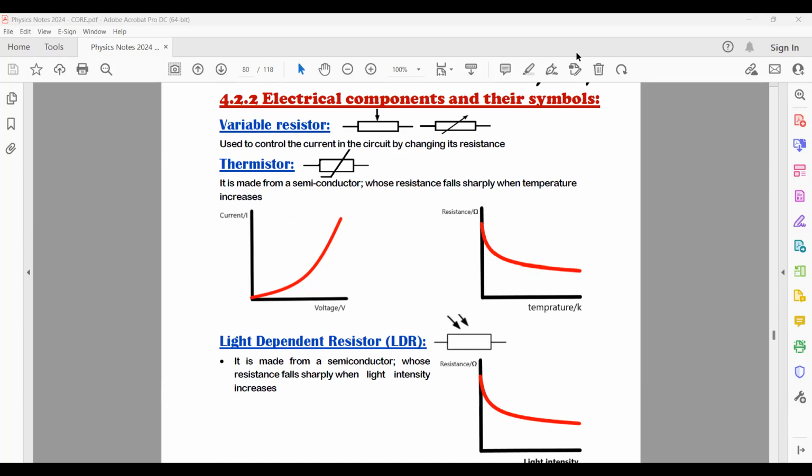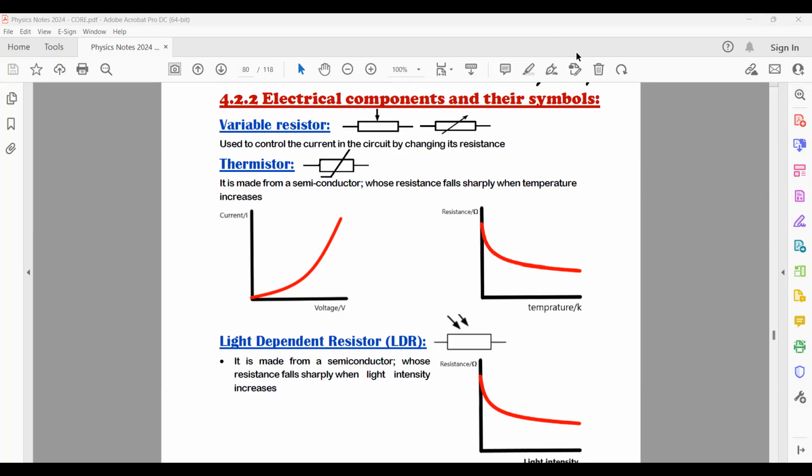Circuits have lots and lots of components. We're going to discuss some of the components. For these components, we need to know their name, their symbol, and what's unique about them. For the rest of the components, you just need to know the name and the symbol, and that's it.